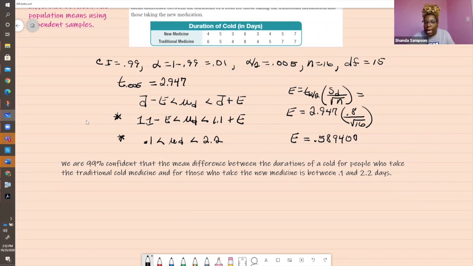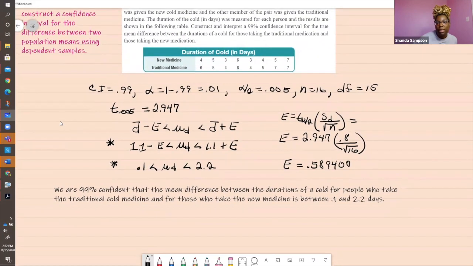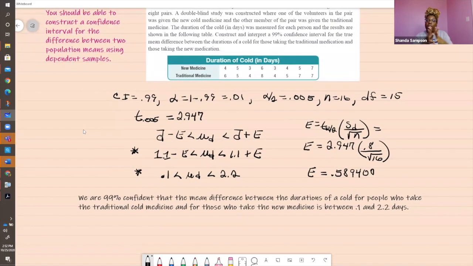Remember in the last one we were saying, well, does the new medicine or the old medicine come first? It doesn't matter. Here we're talking about a difference. It doesn't matter whether you say the traditional medicine and those who take the new medicine, or the new medicine and those who take the traditional medicine, because it's a difference. We just know that the difference between the duration of the cold for those who take the traditional medicine and for those who take the new medicine is between 0.1 and 2.2 days.